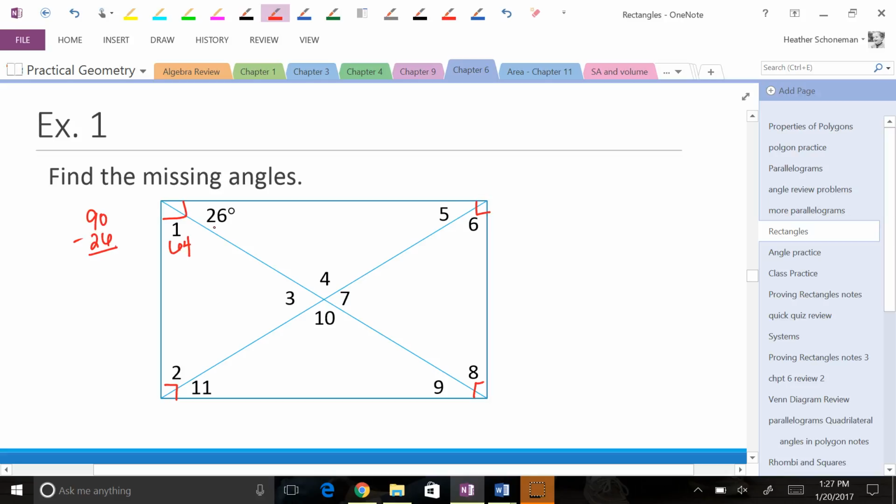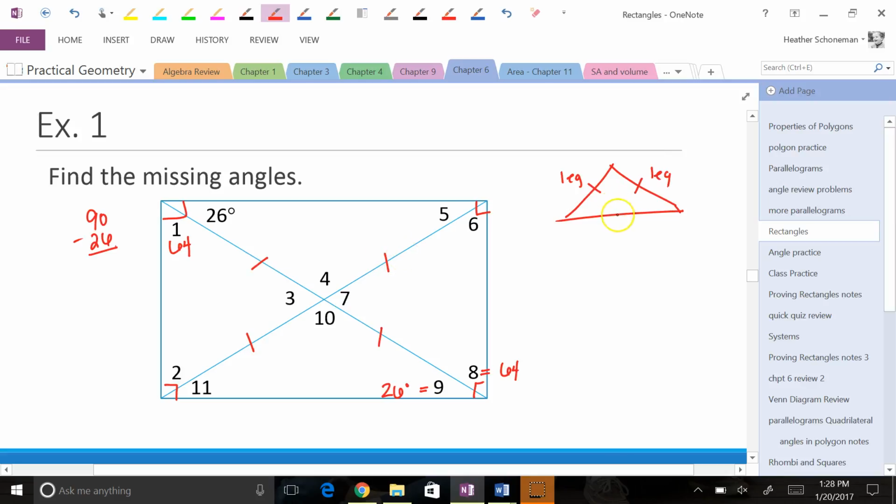It's a parallelogram, so things that we learned about parallelograms are also true. 26 and angle 9 are alternate interior. They match. 1 and 8 are alternate interior. They match, so that's 64. But to go any further, we have to remember the one thing that we talked about. We have isosceles triangles because in a rectangle, all four of these are equal.